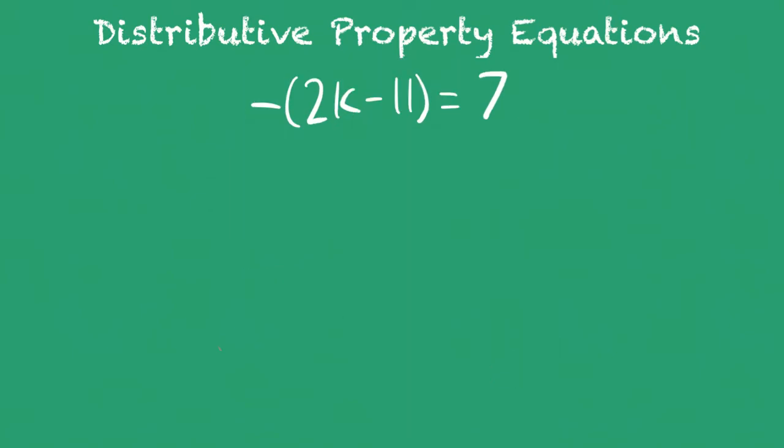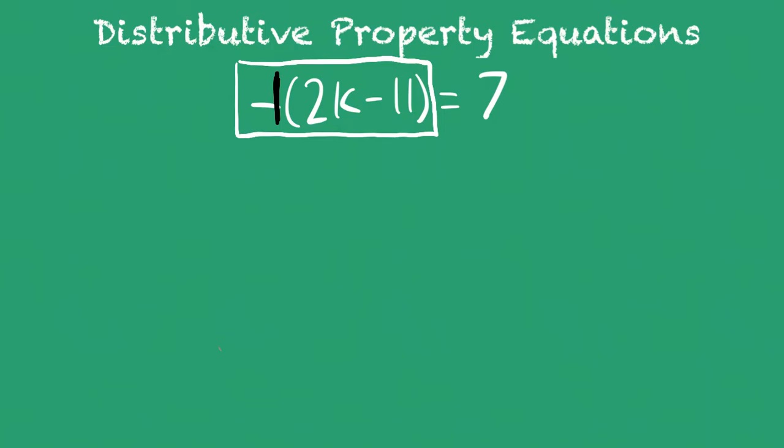For our second problem, we have negative, and then in parentheses, 2k minus 11 equals 7. So there's no number in front of the negative here, but that's not a worry. We can always put a 1 there. And we can always put a 1 if there's nothing in front of a variable or in front of a negative. So with that being said, we're going to do the same exact thing as we did with the last problem. We're going to multiply the negative 1 by everything in the parentheses. But we're going to do it a little different here. I'm going to show you the area model method.